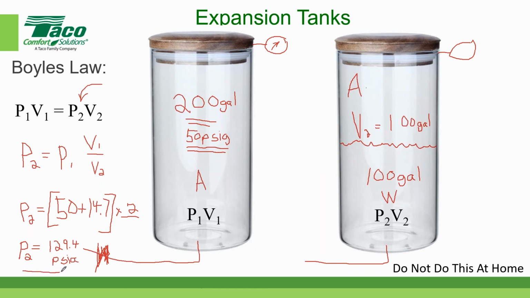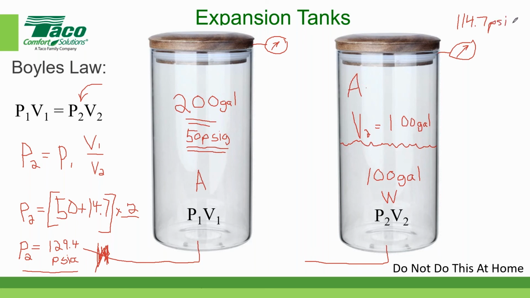And John's answer was 114.7 PSIG. So if you take that 129.4 minus 14.7 to convert it back into PSIG, that final pressure should be equal to, what was the number, Brett? 114.7, I believe, is what he said. That's correct. 114.7 PSIG.